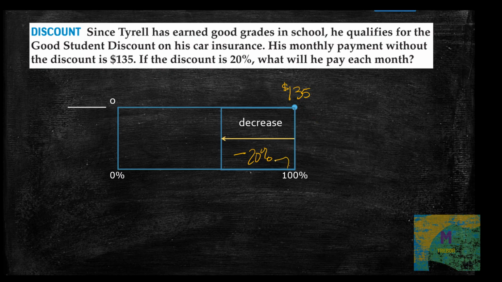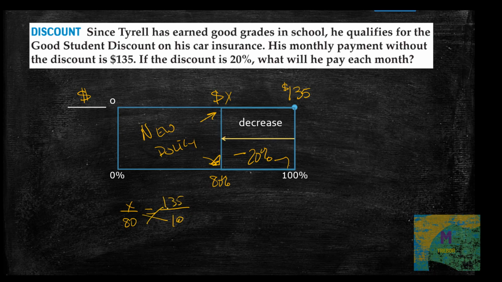So if I take 100 and subtract that, that means he's paying 80%. This is his new, write this here, because what does this represent? That's his new policy amount. His new policy amount is money would go here, but it's only 80% of his original amount. So our job is to find out what will he pay each month with the discount. So here's our model. So this is my unknown x. And by the way, the quantity is money, so I'm going to put that in there. So this is about x over 80 is equal to 135 over 100.